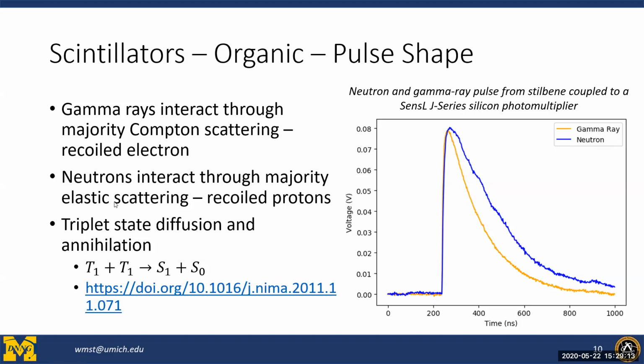And if you're interested in this more, I've listed here a paper from Natalia Zaitseva, who is a research scientist who works on organic scintillator production, that goes into this with much more detail. And she also talks about one of the interesting things. So Stilbene is pulse shape discrimination capable in that, coupling it to a detector, you can see this difference between neutron and gamma ray pulses.